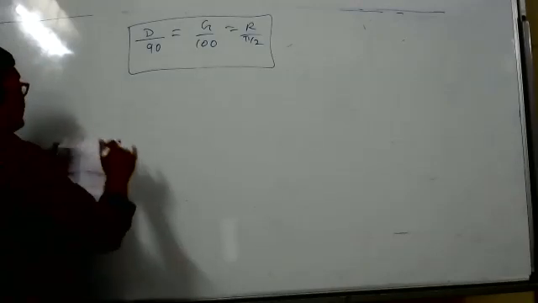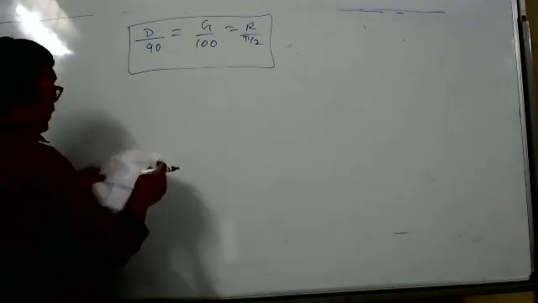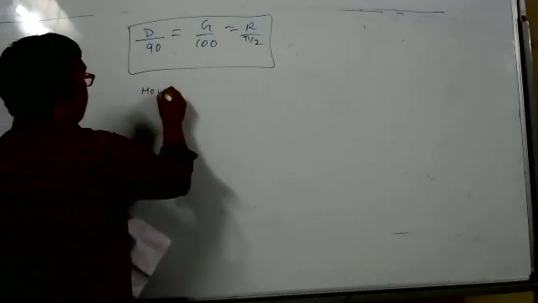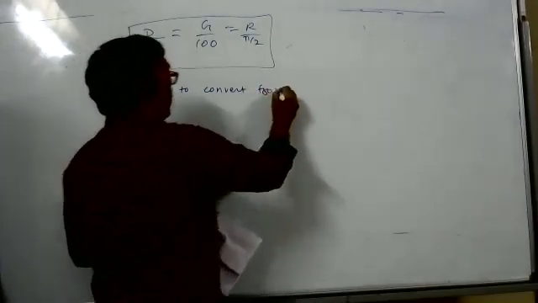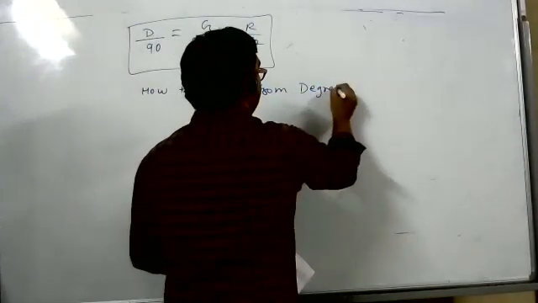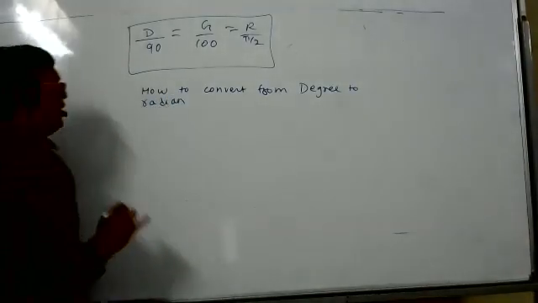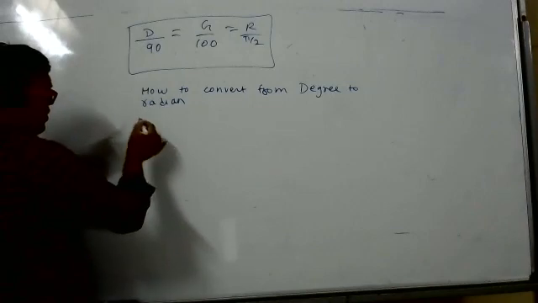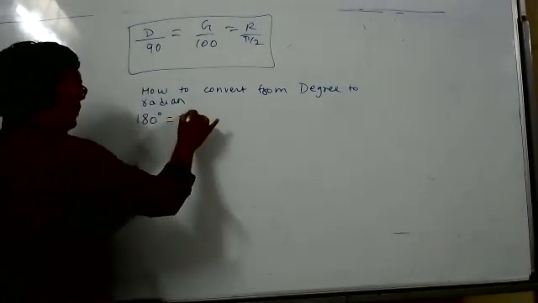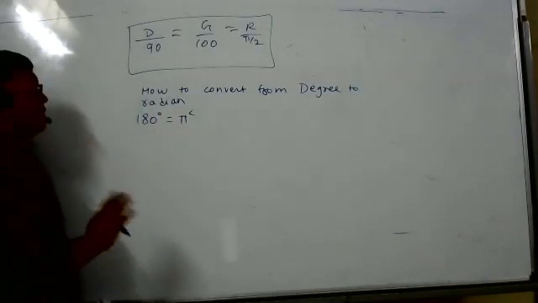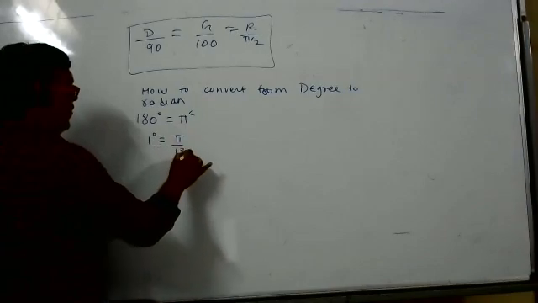Okay, now see here. We'll continue. And now how to convert from degree to radian. For this, a very simple method, you remember only one result. 180 degree is equal to pi radian. So 1 degree is equal to pi by 180 radian.